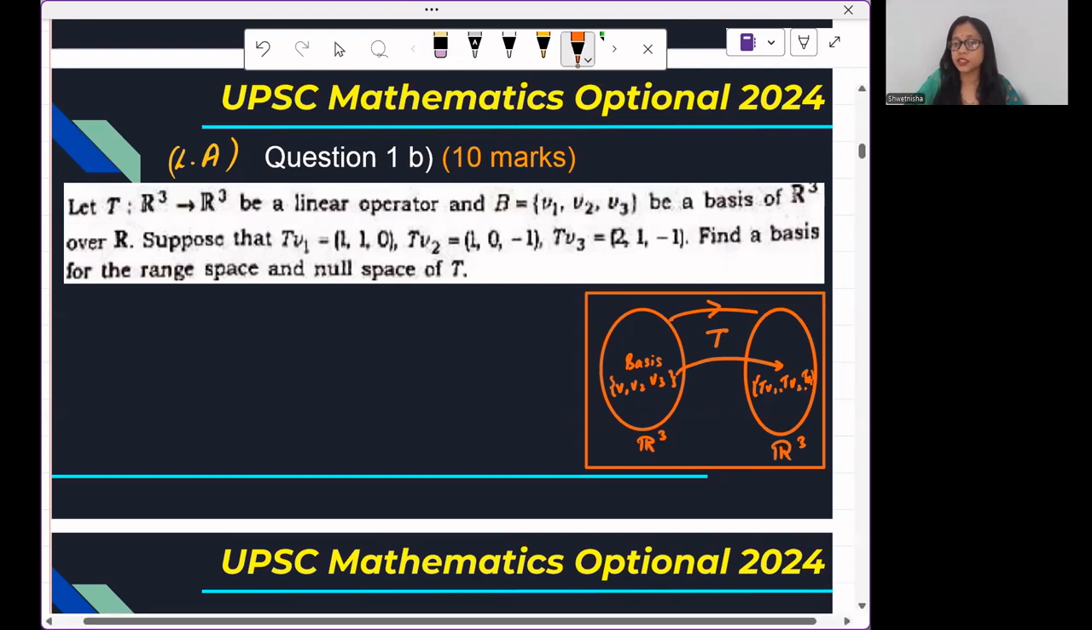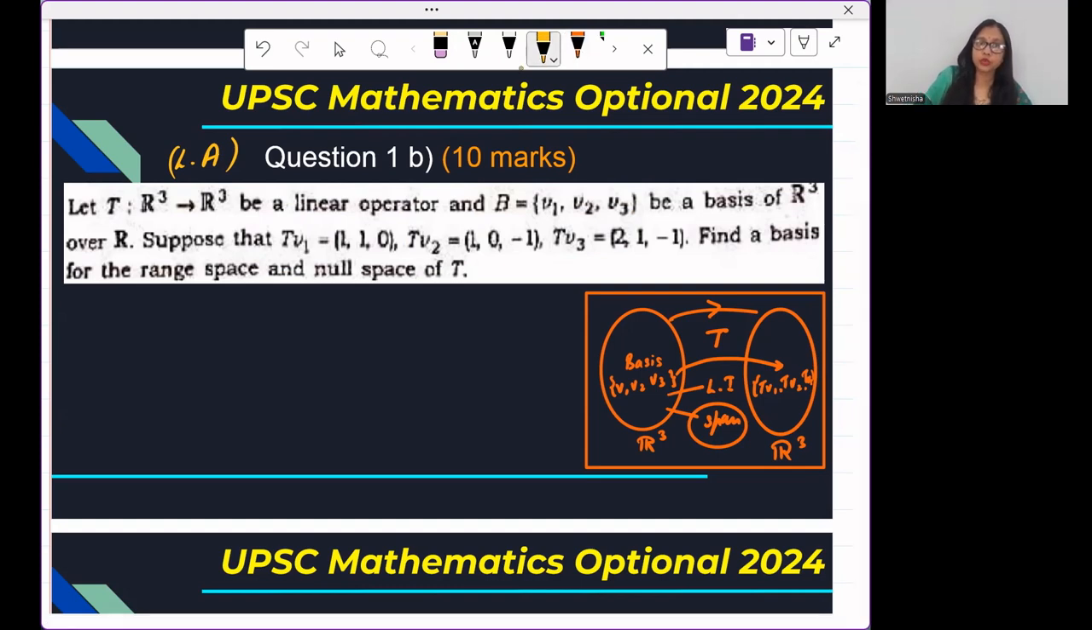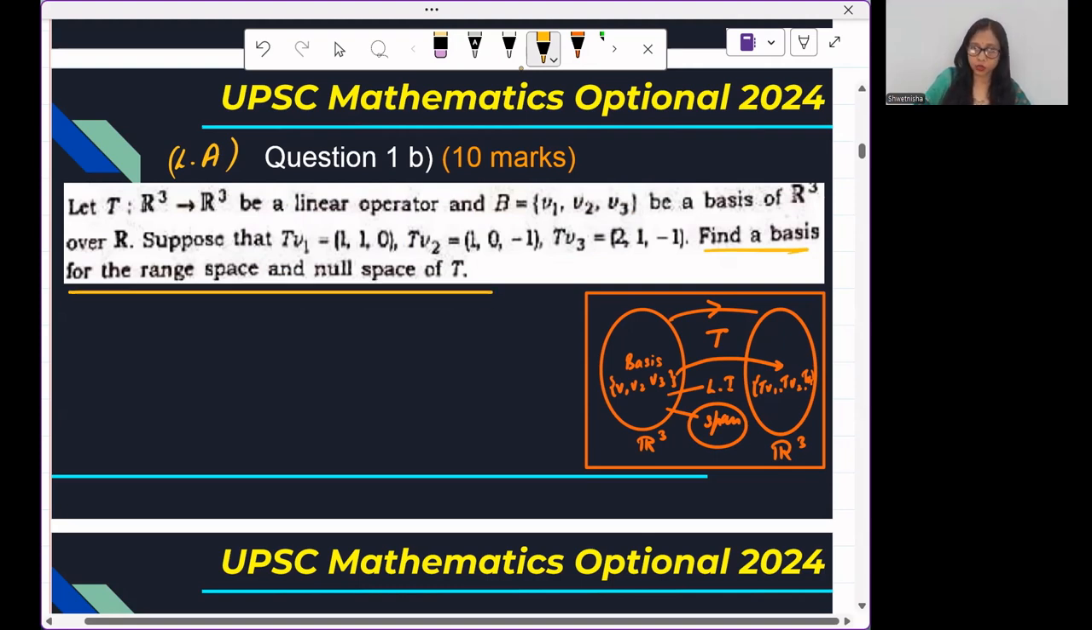If you apply the transformation on the basis set, it does not preserve both properties of being a basis. The first property is linear independence, the second is spanning. It only preserves the second part, not the first. So I cannot say that this is a basis, but I can definitely say that T of V1, T of V2, T of V3 span the complete range space of T. I hope I'm clear here. Let's start. They are asking about a basis for the range space and the null space as well. So let's find out.